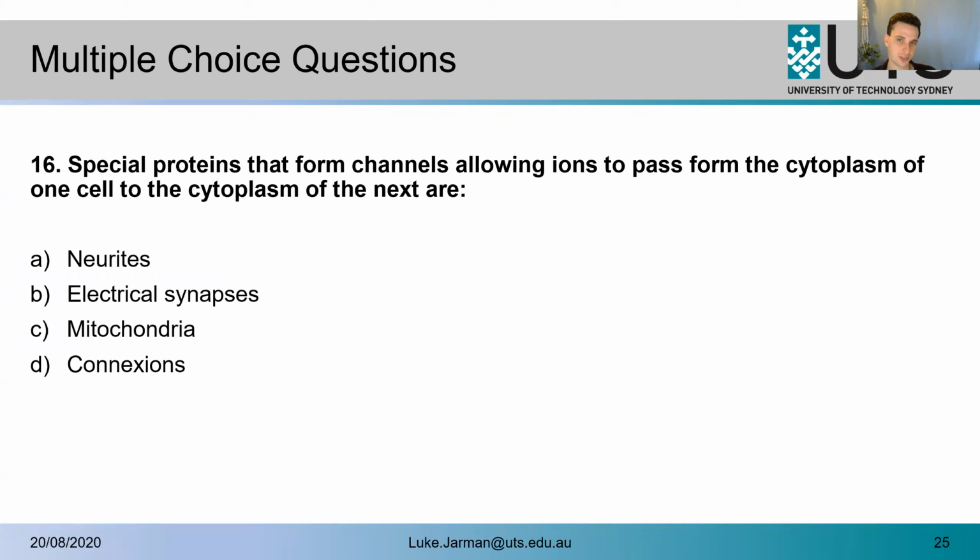Special proteins that form channels allowing ions to pass from the cytoplasm of one cell to the cytoplasm of the next are what? And they are actually connexins. These are like backdoors that allow neurons to share some neurotransmitters as well as some signaling.